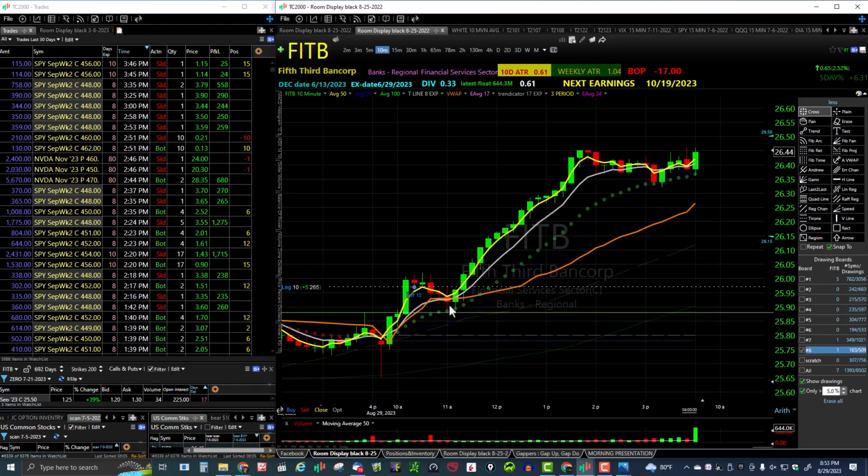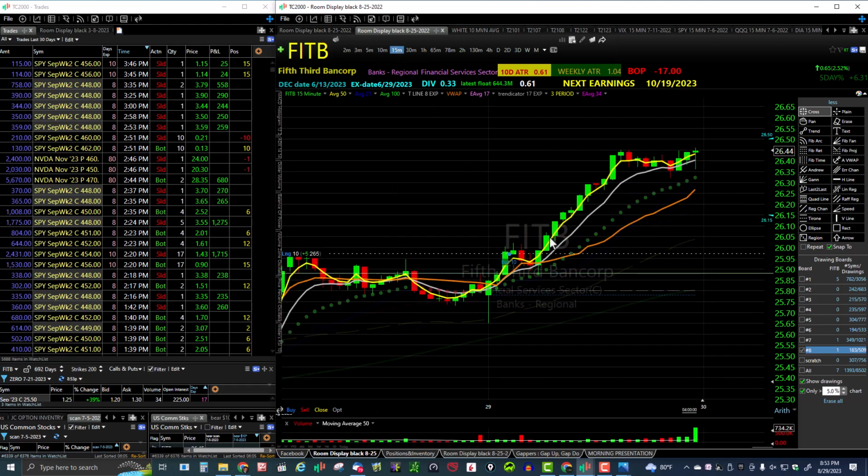It pulled back to VWAP. Notice the 3 never crossed the 8, and I'm in all day long. Look at this machine trend. That's a 3 EMA run right there. And if I'm on the 15, it never crossed. See that? I'm still in it.